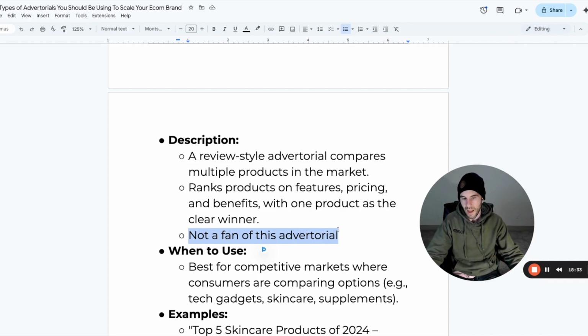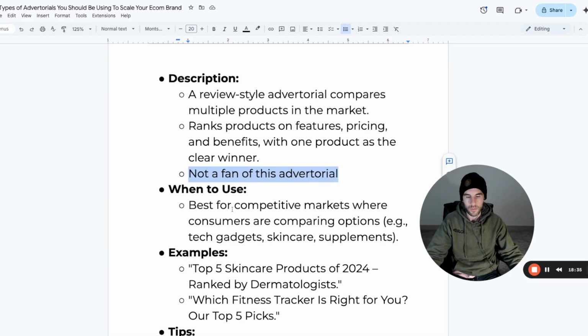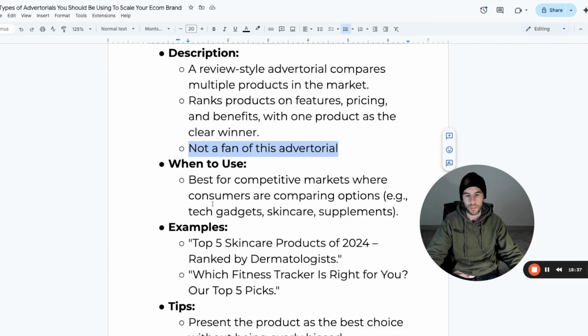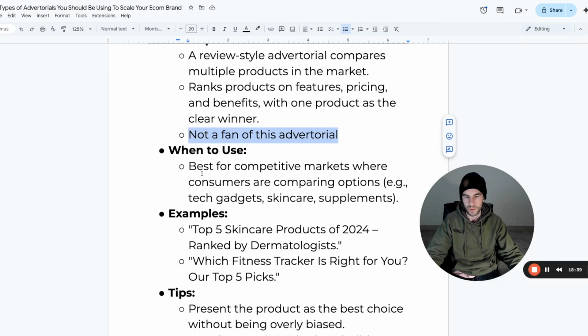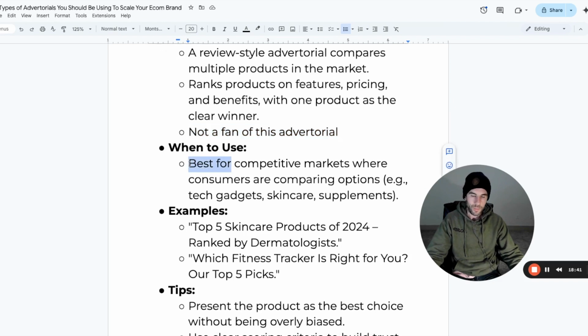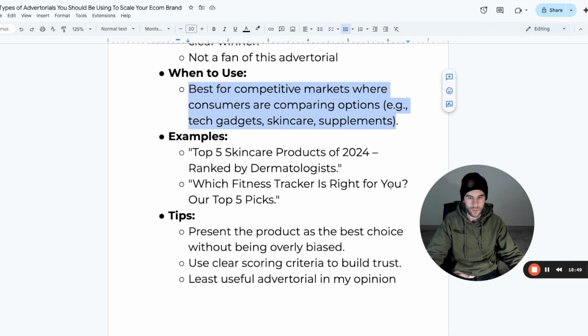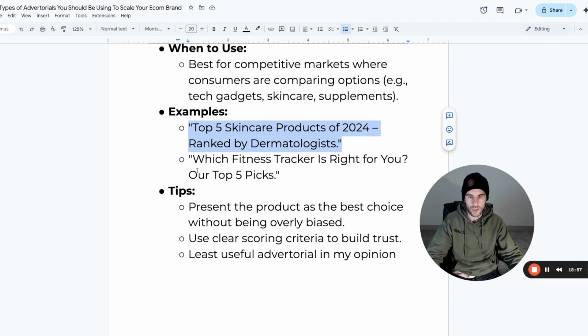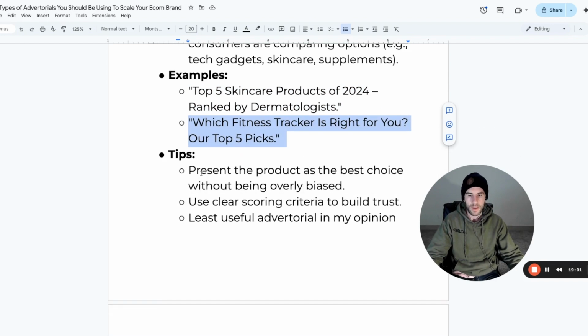So I am not a fan of this style of advertorial, but nonetheless want to toss it out there because it is one that I know people still use. It's best for competitive markets where consumers are really comparing options: tech, gadgets, skincare, supplements can do really well in those. Here's some examples of headlines: top 5 skincare products of 2024, ranked by dermatologists. Which fitness tracker is right for you? Here's our top 5 picks.